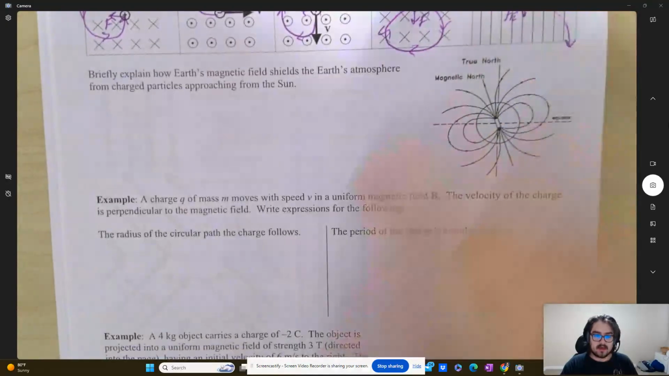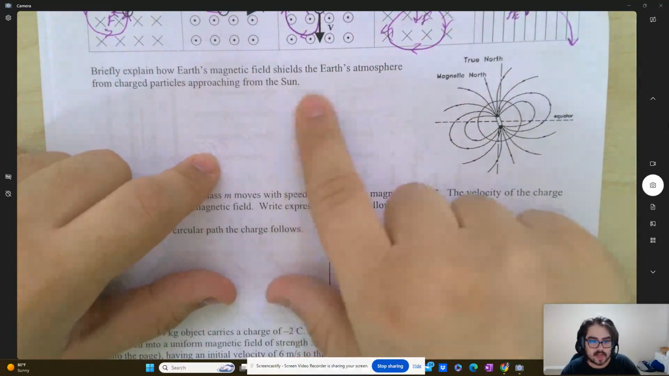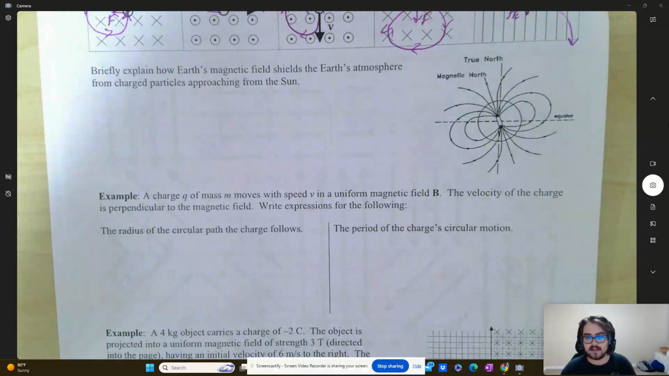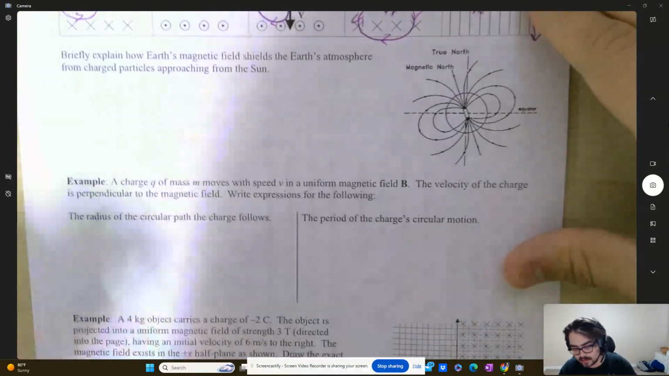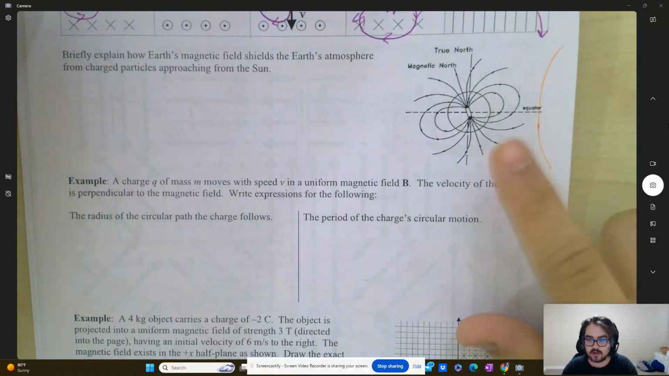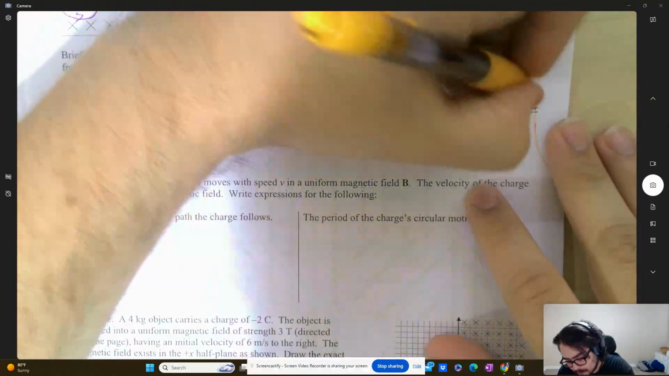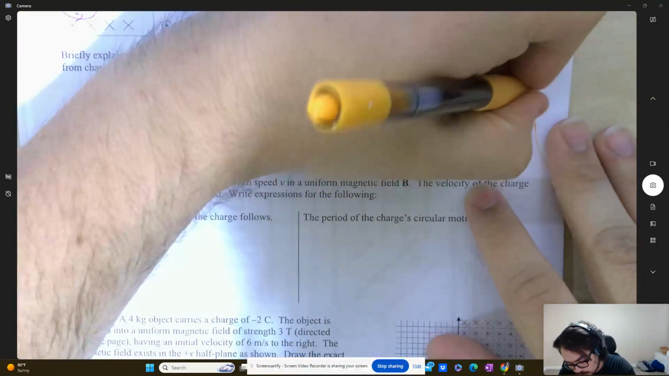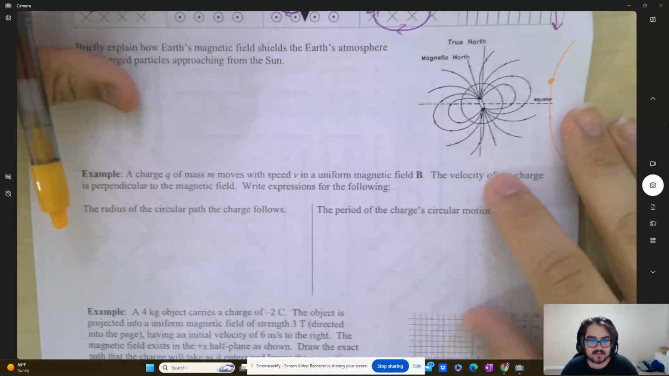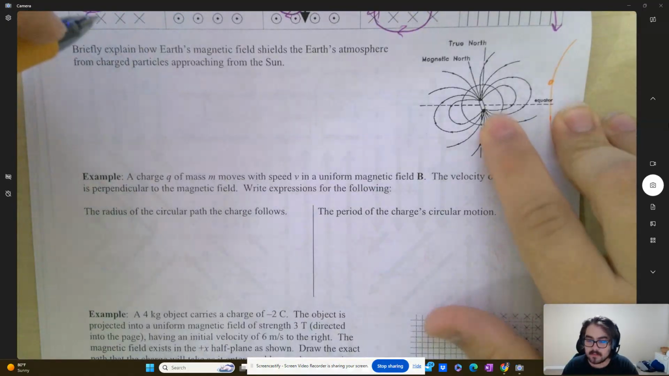Earth's magnetic field actually shields the Earth's atmosphere from charged particles approaching from the sun. And this is actually a really fun fact. So the sun shoots out these little particles. They shoot out charged particles, and of course they go out into the solar system and fly out. And some of them approach Earth.